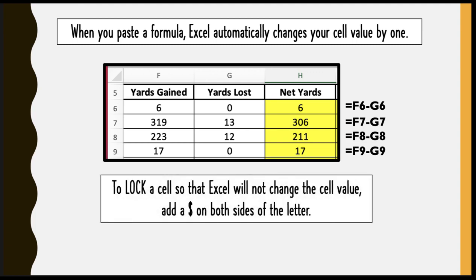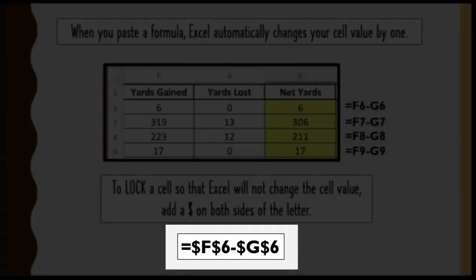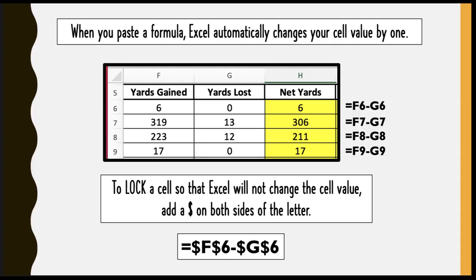Now to lock a cell so that Excel will not change the cell value, you add a $ sign on both sides of the letter. So if I had equals $F$6 minus $G$6, when I pasted that, it would stay the same. It wouldn't do that automatic shift to the next row. There are situations, which I'll show you, where you will need this. So $ signs lock it so that when you paste, it doesn't automatically shift to the next row.